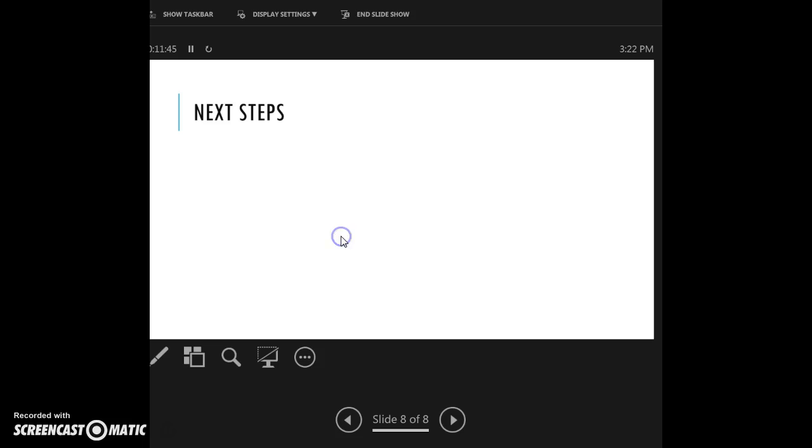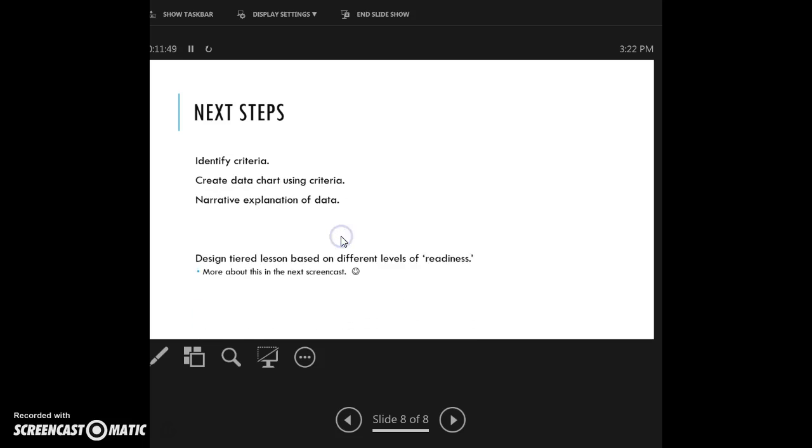So this is your first task. So these are your next steps once you're done listening to me here. Number 1, you're going to pull out those formative assessments and identify specific criteria to evaluate the students' work. You're going to read across all their work and create a data chart using your criteria to determine areas of strengths and weaknesses for the whole class and for 3 individual students that you've identified.